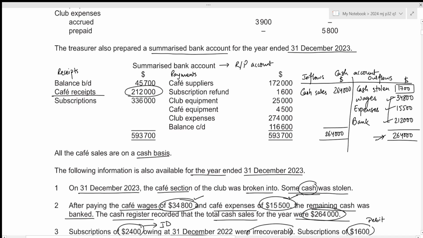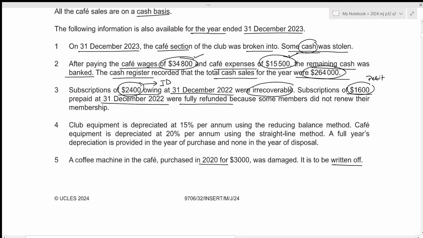Alright, let's move towards the information regarding depreciation. Club equipment is depreciated at 15% per annum using the reducing balance method. Let's calculate the depreciation for club equipment. Since this is based on the reducing balance method, the general formula is net book value times the rate, and the formula for net book value is cost minus accumulated depreciation.